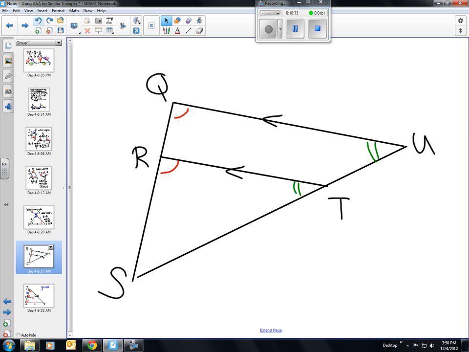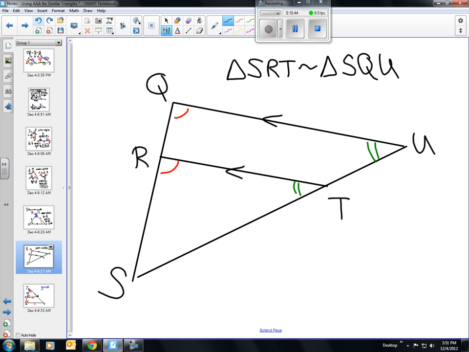And so now we can say that triangle SRT is similar to triangle SQU. So this wraps up our notes for similarity in triangles using the angle-angle similarity theorem.